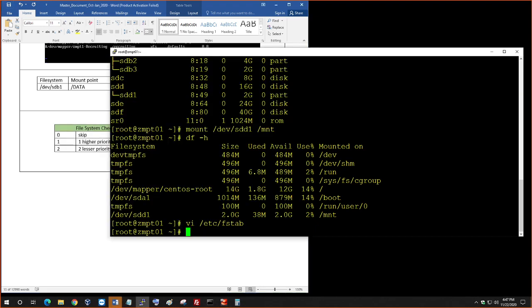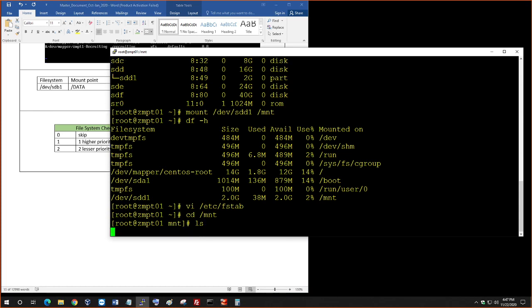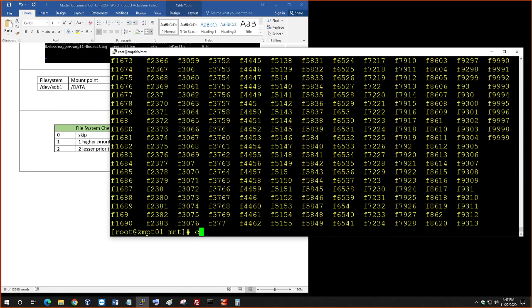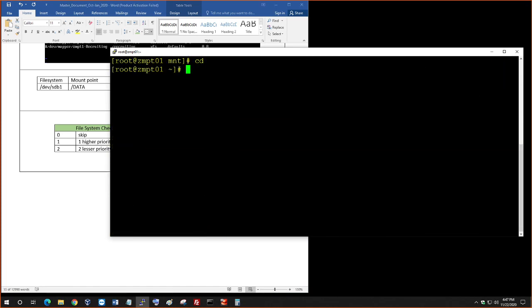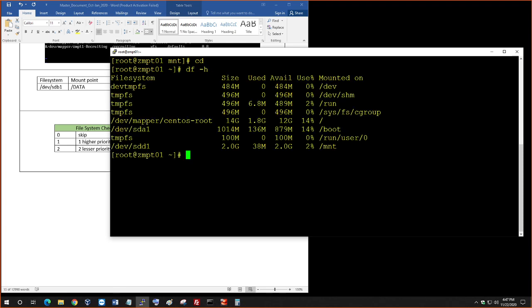So what I'm gonna do is, I have this /mnt folder, right? cd /mnt. I got about 1,000 files in there, right? So I'm gonna clear this. Now I'm gonna corrupt this file system here. Don't worry about the command here, I'm gonna go deeper into this command.